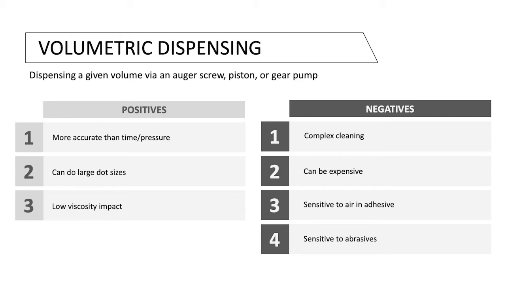Volumetric dispensing or auger dispensing is very similar to the time pressure systems. This is dispensing a given volume of epoxy adhesive via an auger screw, piston, or gear pump. They're slightly more accurate than your time pressure systems. They can also give a wider array of dot sizes. They are typically designed to be fairly low shear, so they have low viscosity impact on the adhesive itself.